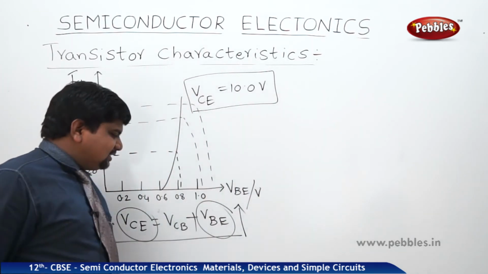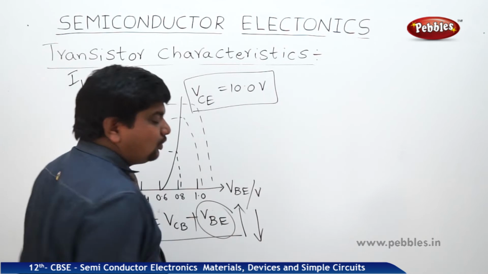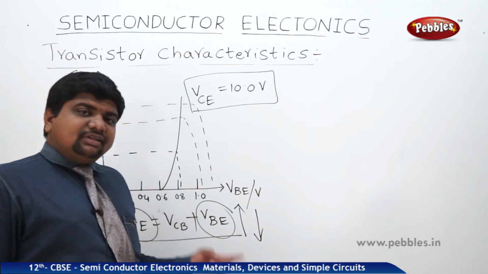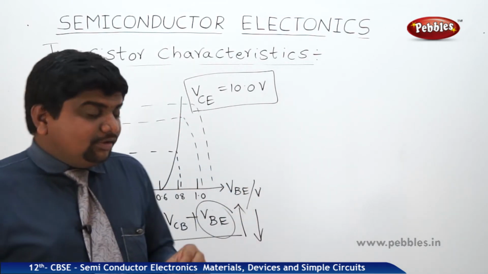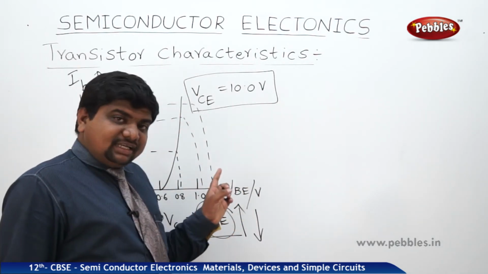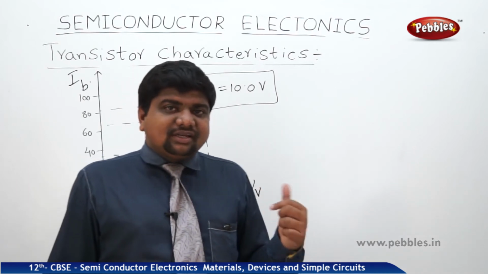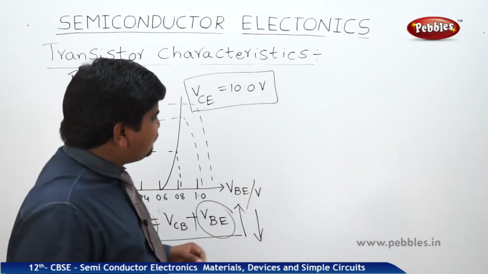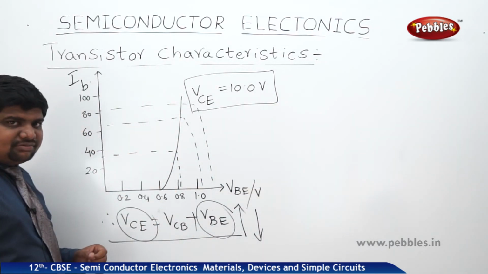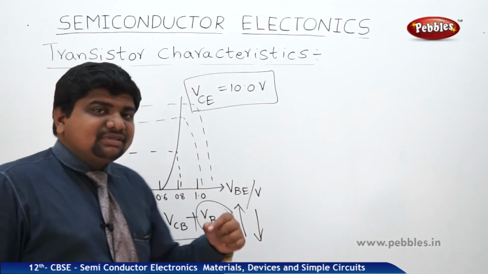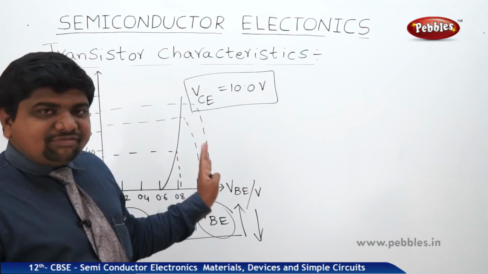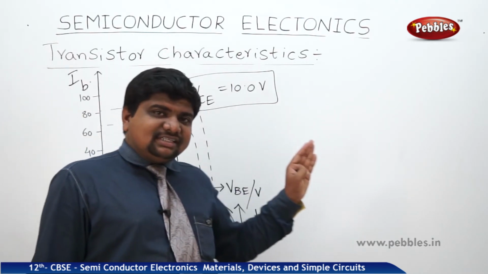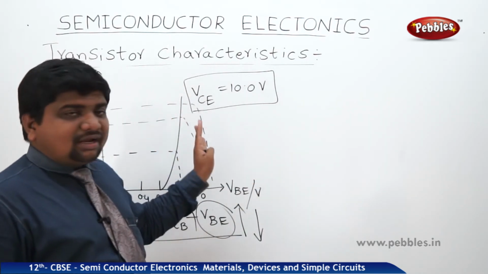So as a whole, if VBE changes by a small amount, the whole current also increases. If VBE is decreased by a small amount, the whole current decreases. Whenever the whole current increases, the current due to the electrons plays the least role. Whenever the whole current decreases, the current due to the electrons plays the key role. This is why different types of graphs occur for the different configurations of a transistor.